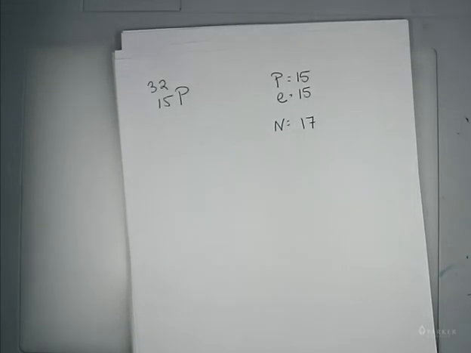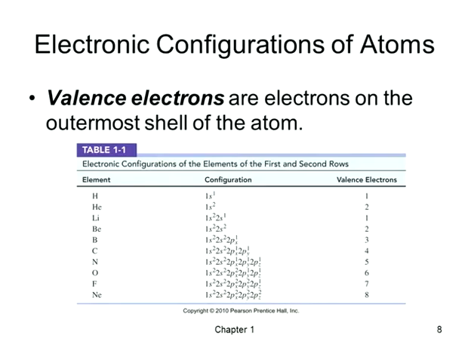Okay, then we also looked, or started to look at electron configurations. And remember, this tells you the location of every electron in an atom. Okay, so let's practice with oxygen. Pull up a periodic table.